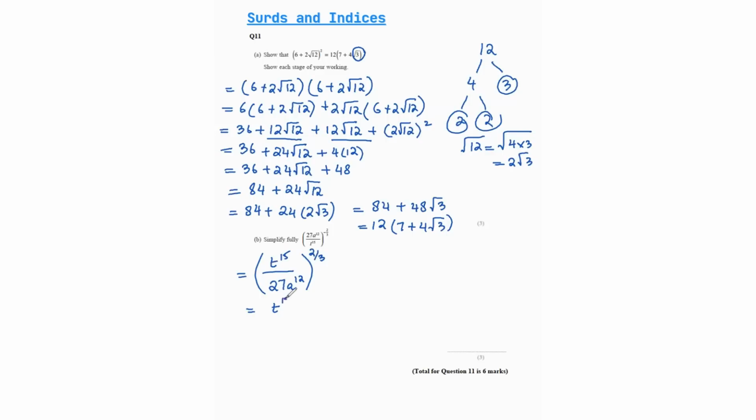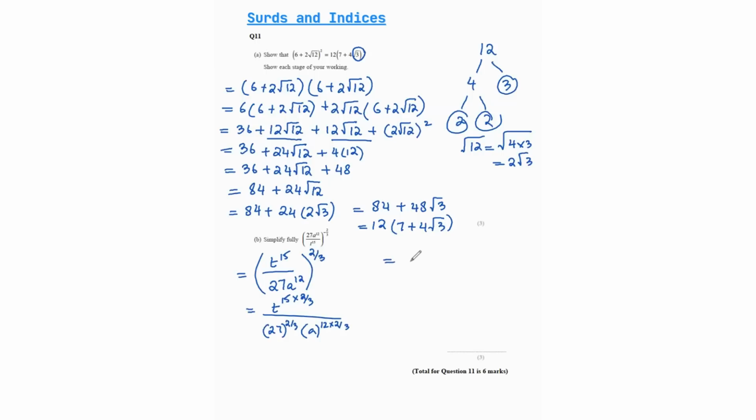So it's going to be 15 times 2 over 3 over 27 to the power of 2 over 3 and a to the power of 12 times 2 over 3. As you can see, the 2 over 3 got distributed on the 27 as well, not just on the variable. So you have to be very particular about that. You can't leave out the number. The power will get distributed on every single thing that's in the equation.